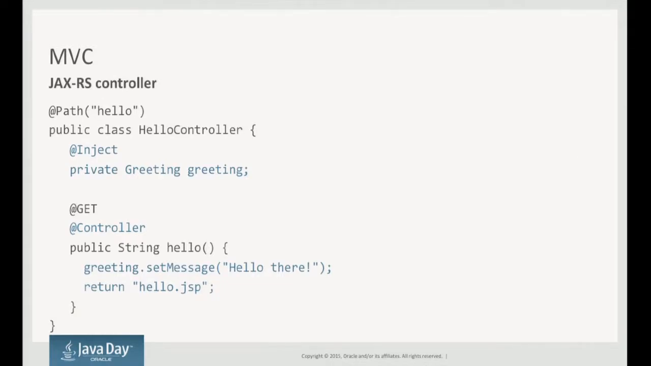This is our controller again. So notice that we're injecting this bean into our controller. And our hello method, the controller logic, is setting the value of the message to hello there. And it's returning a reference to the JSP page that's going to be the view.